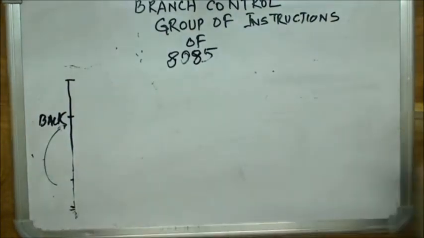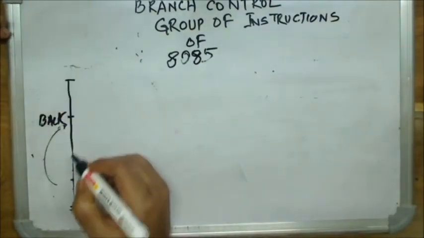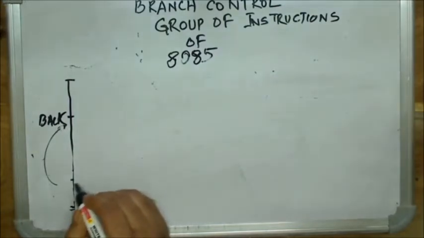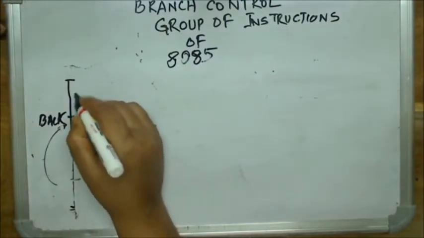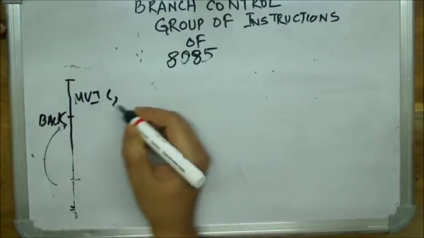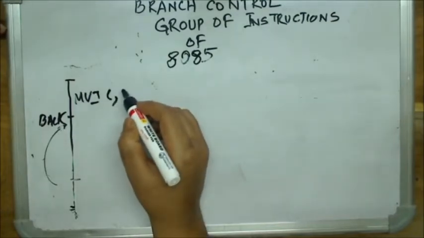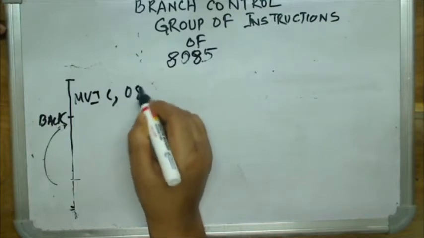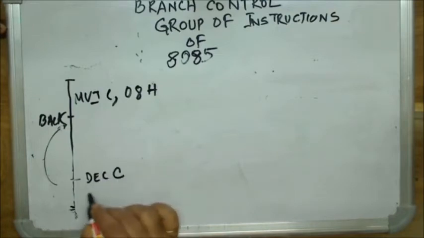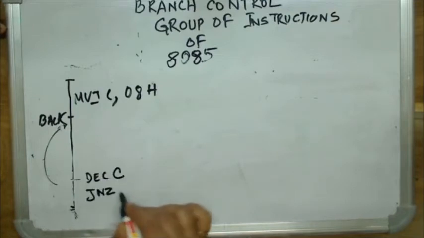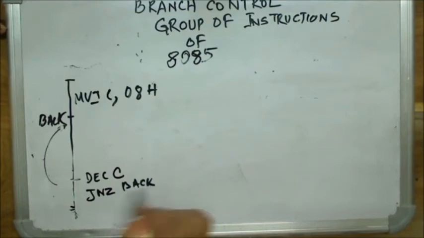One more example so that it becomes more and more clear. Here, same, I have initialized. I will write MVI C, 08. Then I will write DCR C, JNZ back.